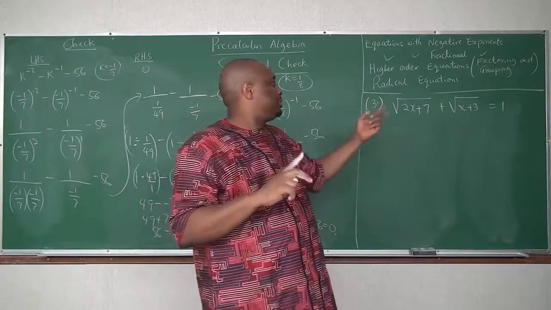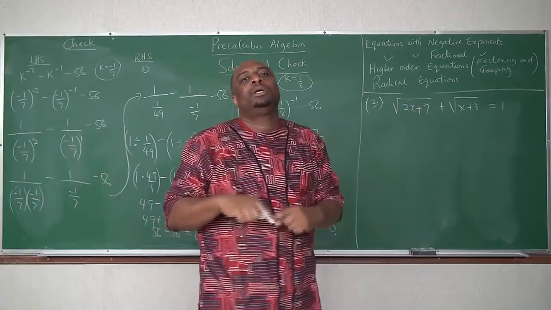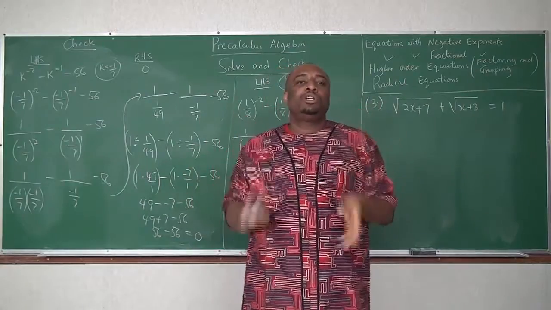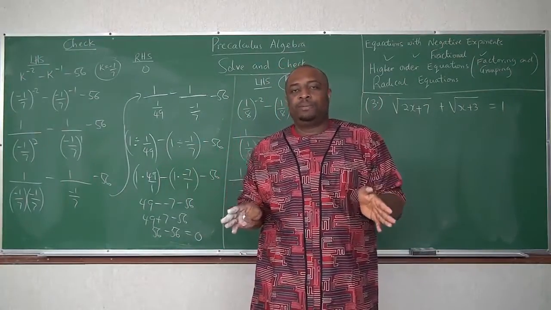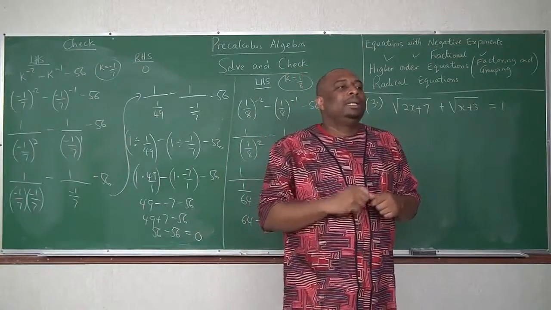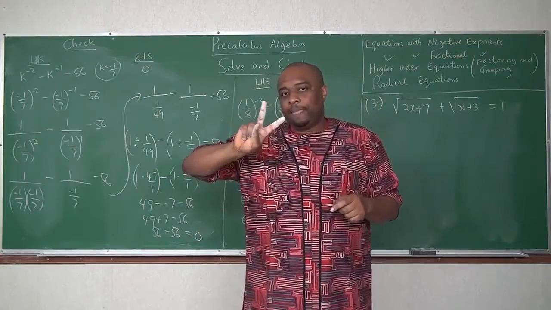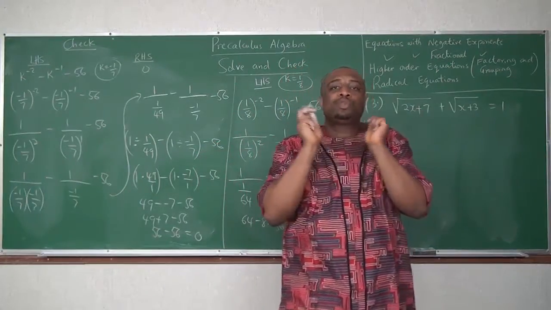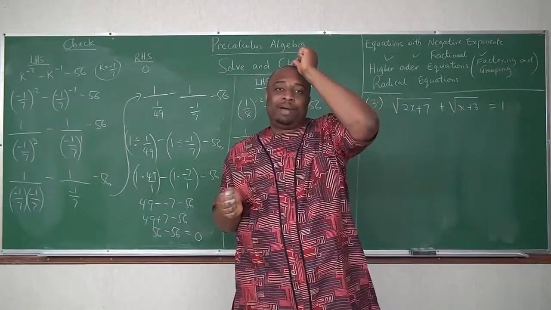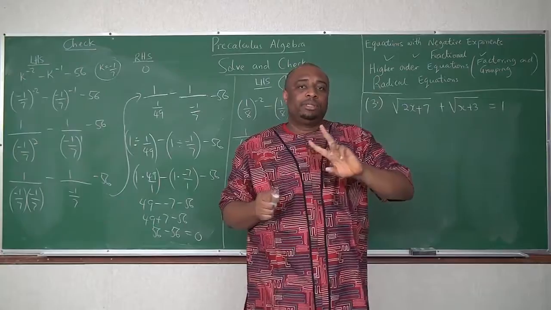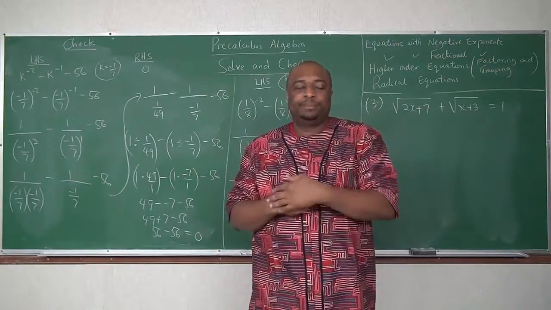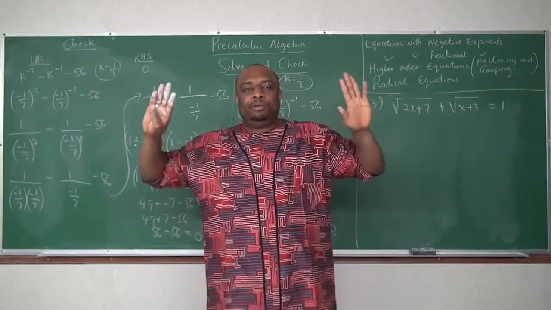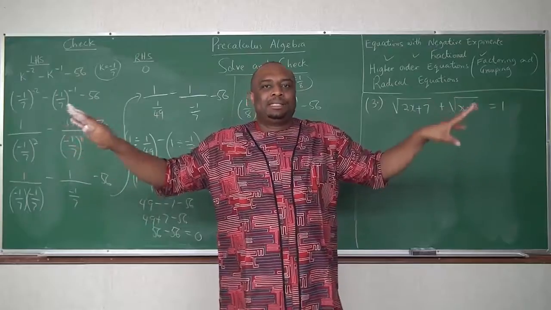But if you have two radicals, like you have now, first of all, the radicals should not be on the same side of the equation. One has to be on the other side. Then you will have to square two times. Just take note of that. If you have one radical, you square only one time to eliminate the radical. If you have two radicals, you have to square two times. And make sure that in either case, the radicals are on different sides of the equation.